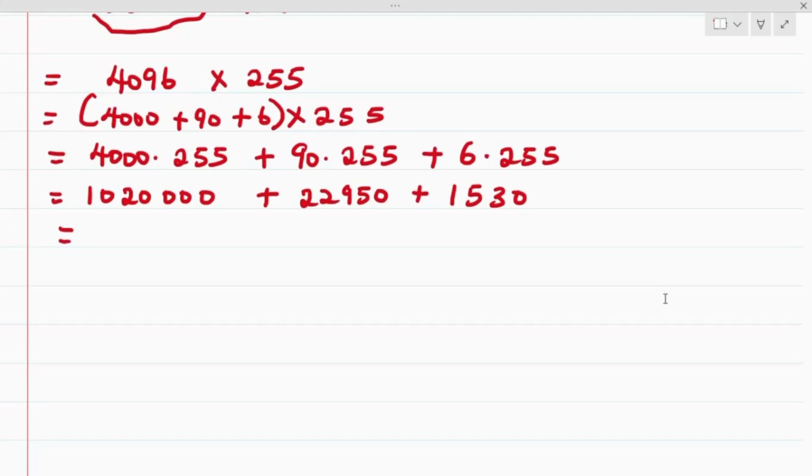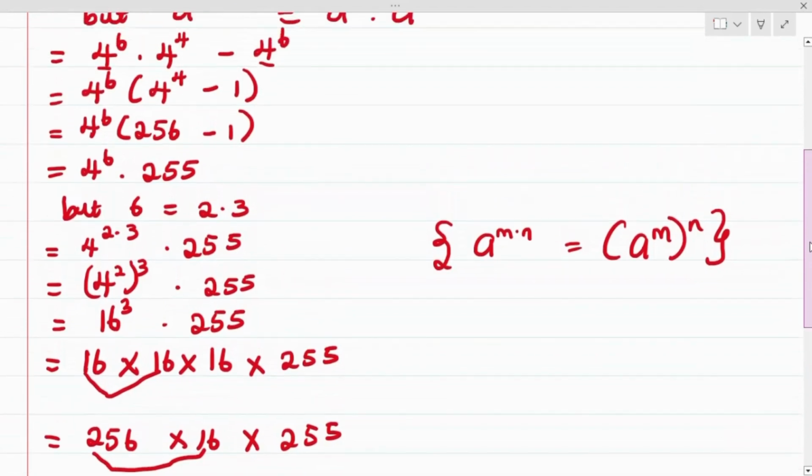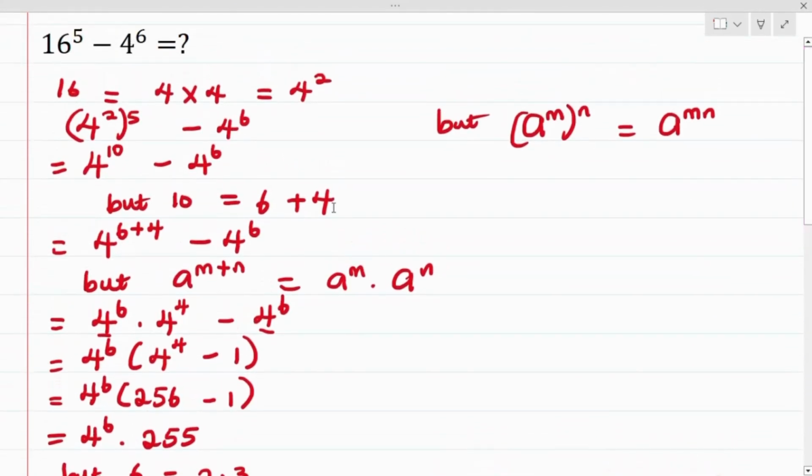So if we simply add everything together, we have this to be 1,044,480, and this becomes the final answer. So this is how we can easily solve this nice exponential equation right here.